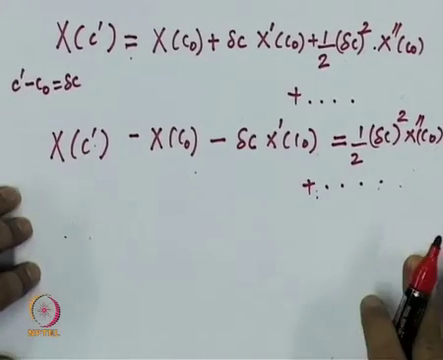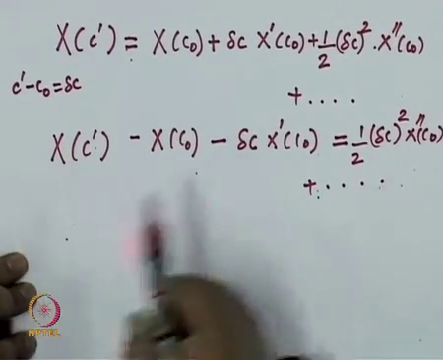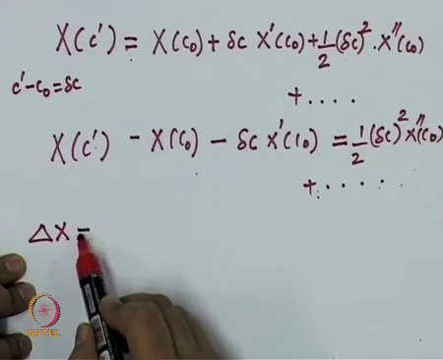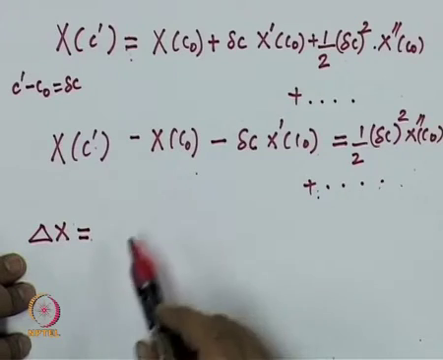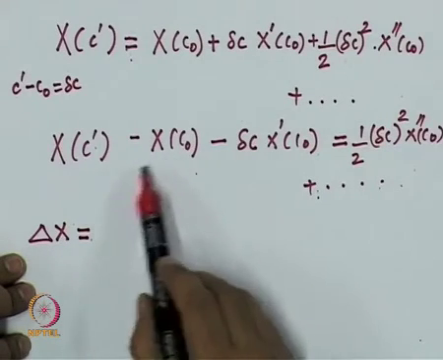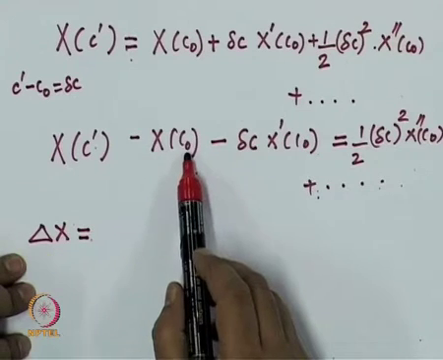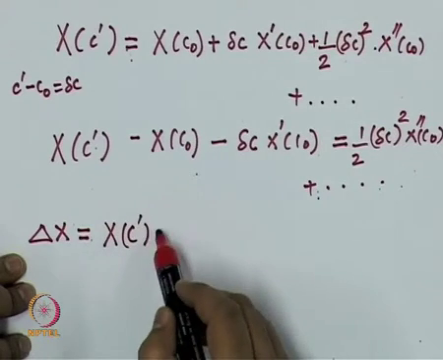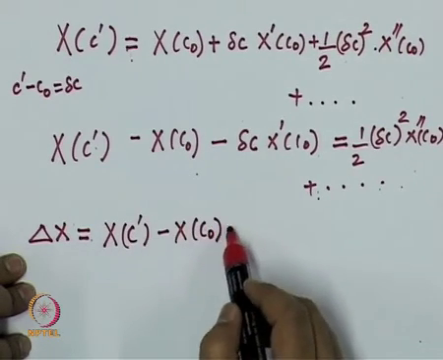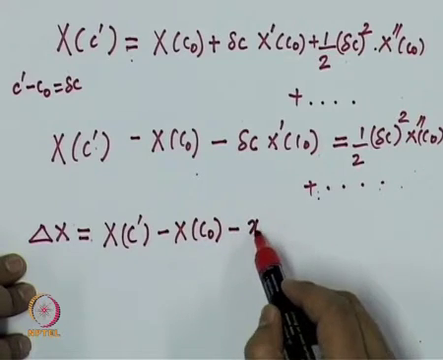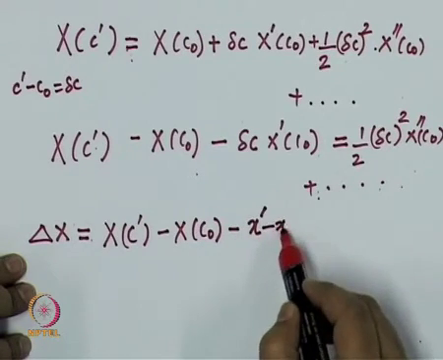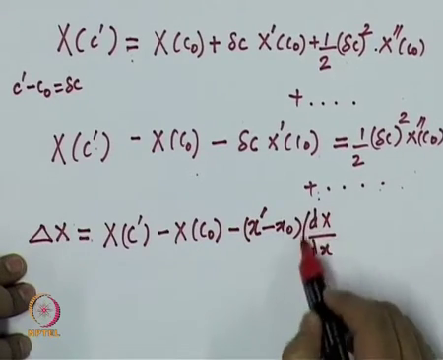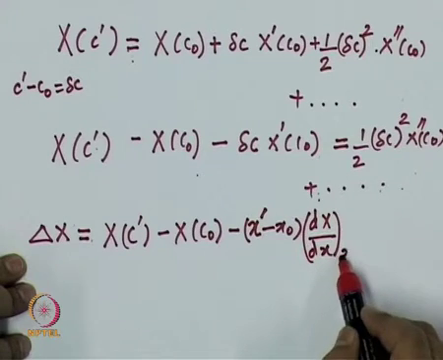Now, let us recall the expression that we derived in the earlier case. We said that the change in free energy associated with making some quantity with composition C prime from a solution of composition C naught was nothing but x C prime minus x C naught minus x prime minus x naught times dx by dx evaluated at composition x naught.